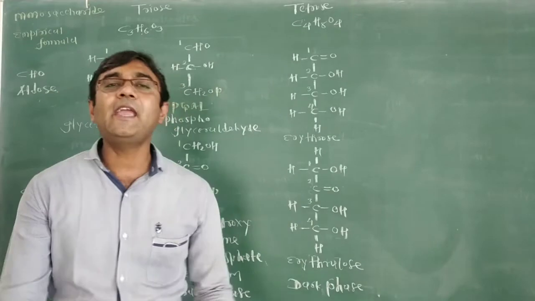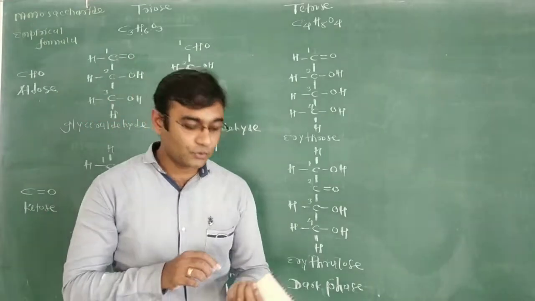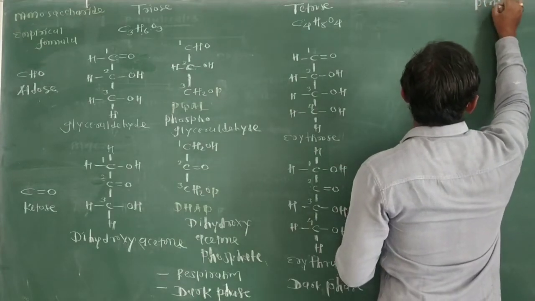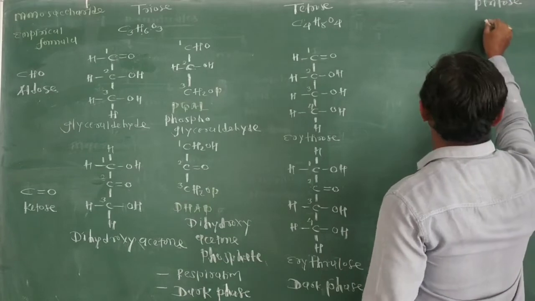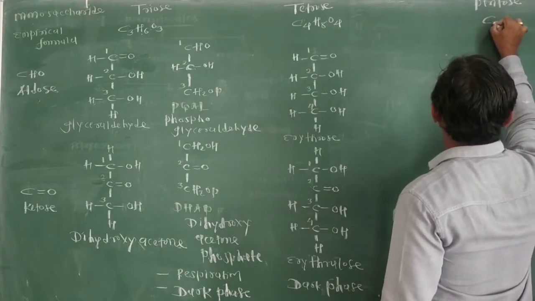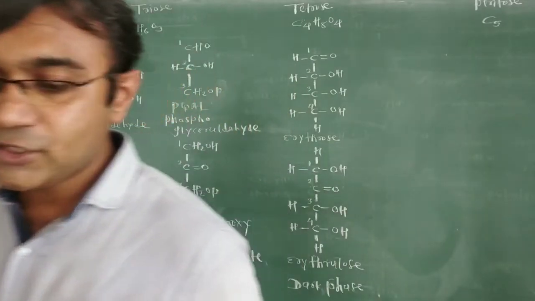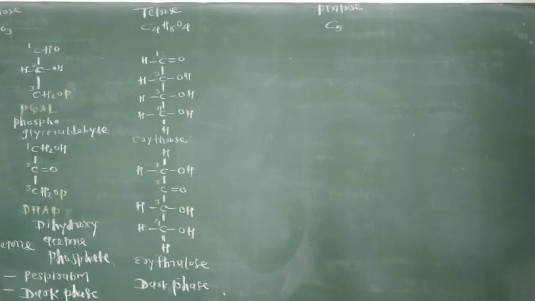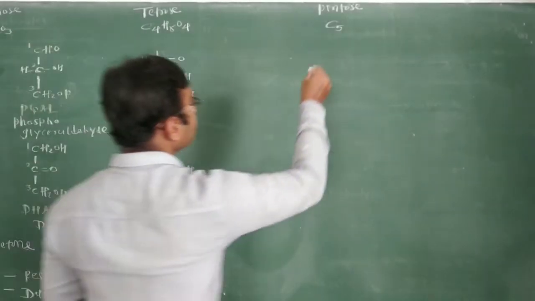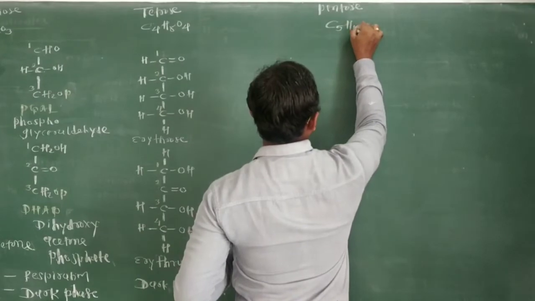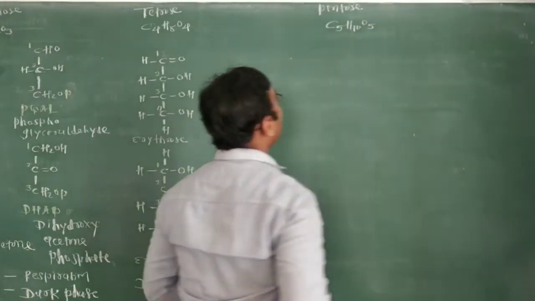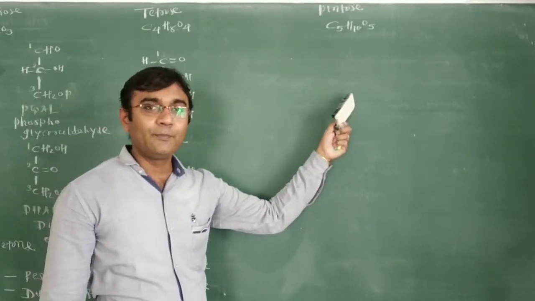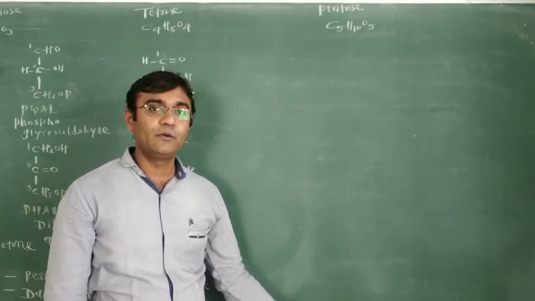Now we take n equal to 5. So which type of monosaccharide do we get? Pentose. Pentose sugar, its empirical formula is C5H10O5. This is the empirical formula of any pentose. Now we have to write many examples of aldopentose as well as ketopentose.